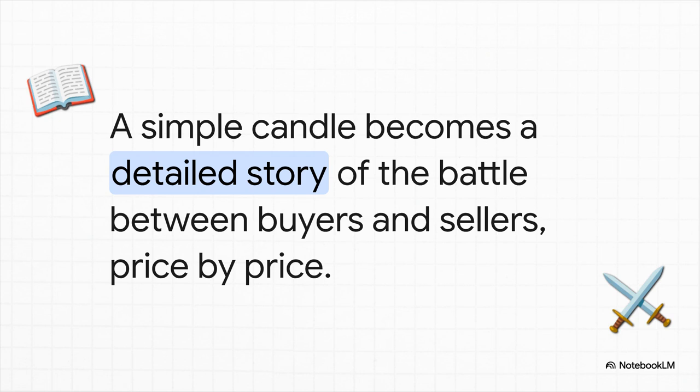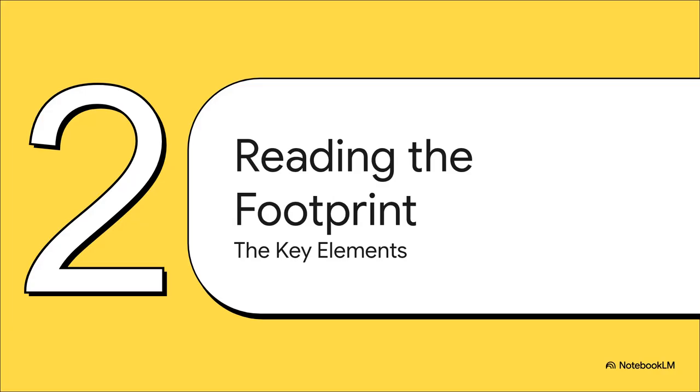You can actually see the moment-by-moment battle, the real tug-of-war between buyers and sellers for control. This is how you stop just seeing the result and start seeing exactly who is winning the fight. Okay. So this thing might look a little complicated at first glance. I get it. But how do we actually read this story? Well, it really just boils down to understanding three simple key elements.